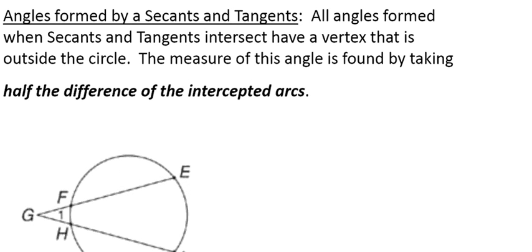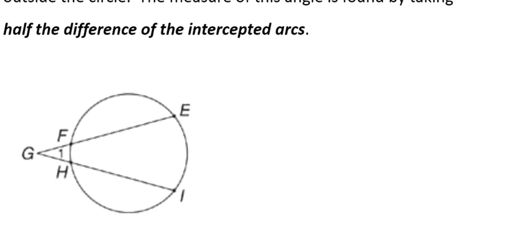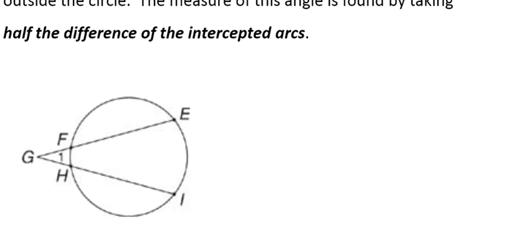So it says all angles formed when secants and tangents intersect will have a vertex that is outside of the circle. So if I look at this picture down here, this secant from E to G and secant IG intersect at point G. They form an angle whose vertex is outside of the circle. We find the degree measure of this angle by taking half of the difference of the arcs that are intercepted.